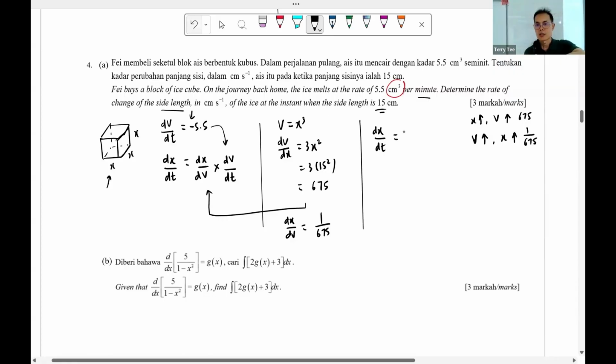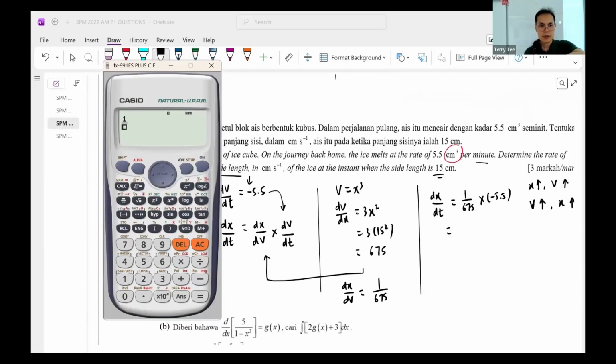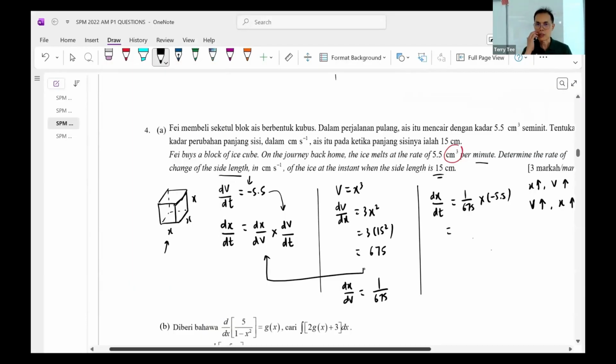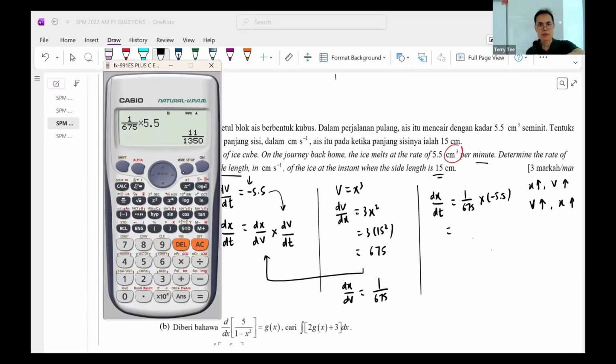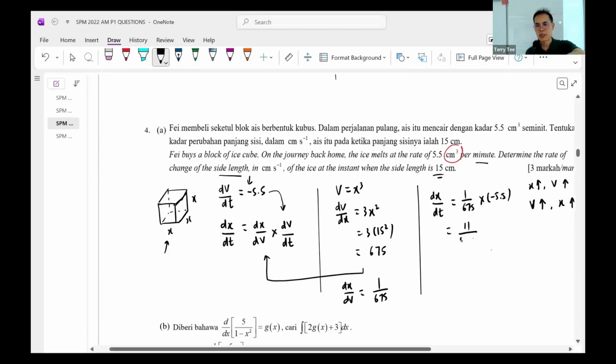You're going to put 1 over 675 multiplied by negative 5.5. Just use your calculator. Sorry, I'm going to use my calculator here. So 1 over 675 multiplied by the negative. It's a very small value, negative. One thing you've got to be careful about: this question is a bit tricky. When you get this number, what does this represent? Okay, maybe I leave it in this form first. What is this? 11 over 1350.